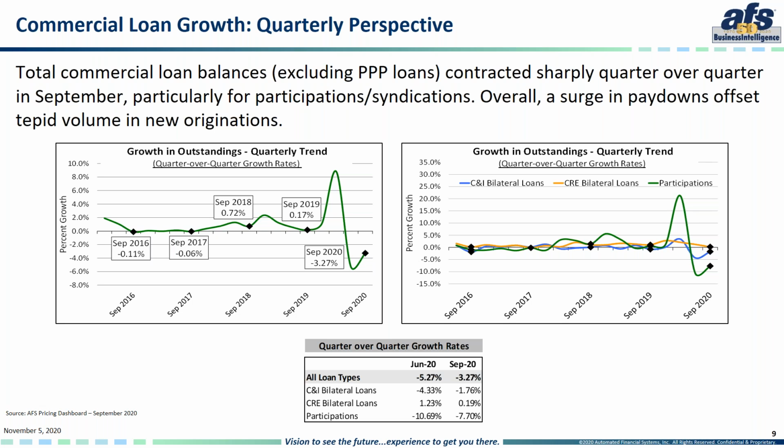The chart on the right shows only CRE bilateral loan balances in 3Q20 were higher quarter over quarter, with a modest increase of just 0.19%. C&I bilateral loans were down 1.76% due to lower balances in the wholesale trade sector and in the manufacturing sector focused on wood and chemical products. These two sectors, along with the manufacturing sector targeting machinery and electronic products, also contributed to participation balances dropping sharply in 3Q, down almost 8%.